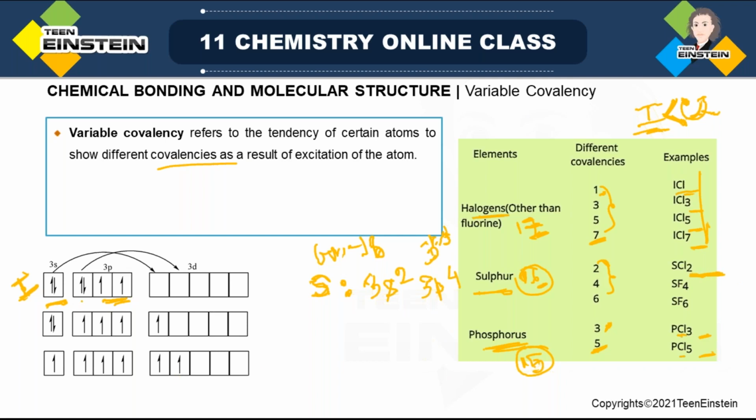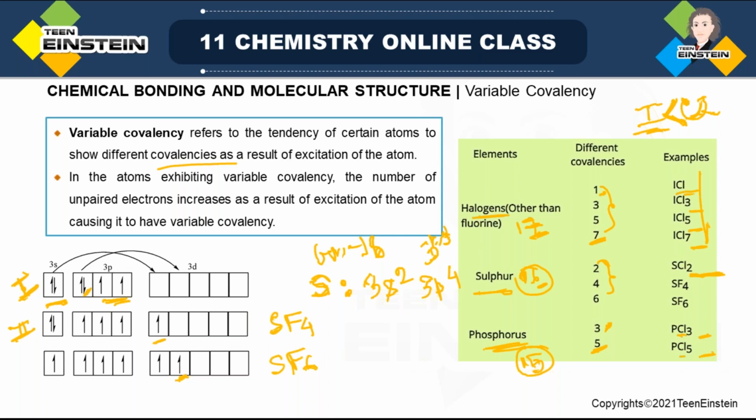Come to the second one. Now if you break one pair and shift the electron to 3d, in the second picture, how many unpaired electrons are there? 4 unpaired electrons. So now it will form a compound like SF4. Now the remaining pair also, if you break, one more electron goes here. Now how many unpaired electrons? Total 6. Now it will form a compound like SF6. Okay. So in this way, because of transfer of electrons after applying energy, the number of unpaired electrons is increasing, and we are getting different covalencies.